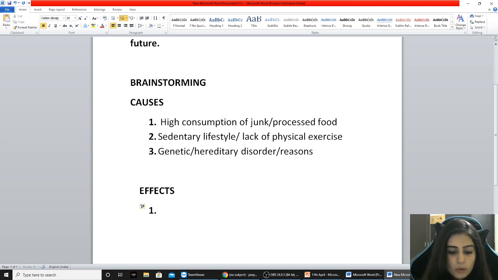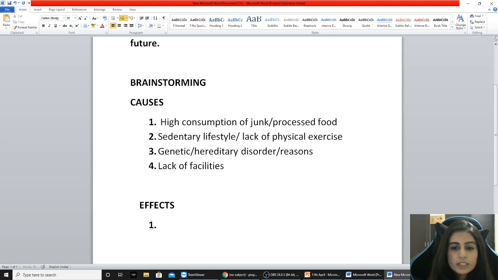No playgrounds. Okay, I can say that. No playgrounds could be one another point. So, we'll write lack of facilities. So this will be your point, and your explanation could be that they do not have enough playgrounds, or you can say sports facilities, right?